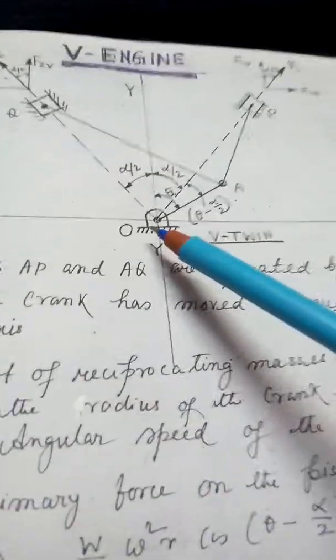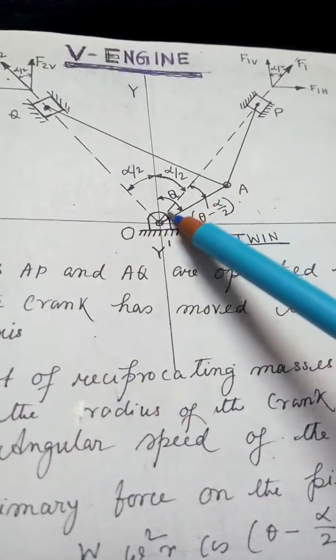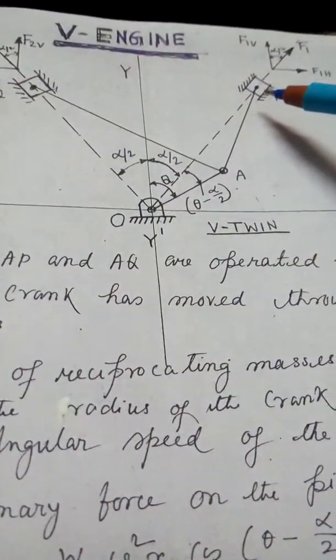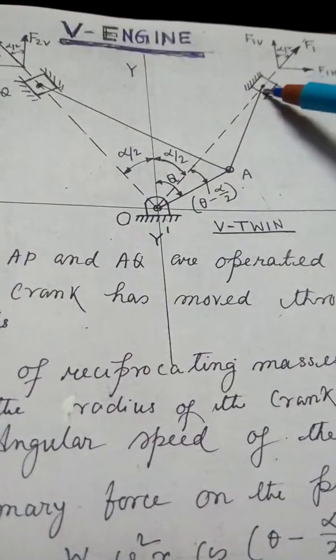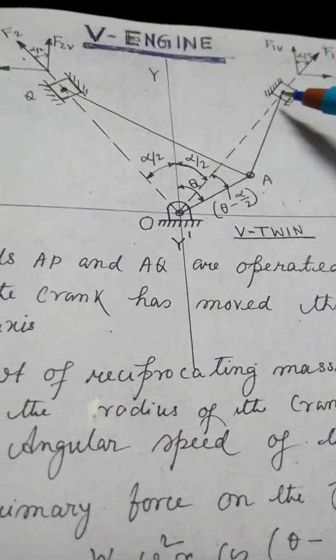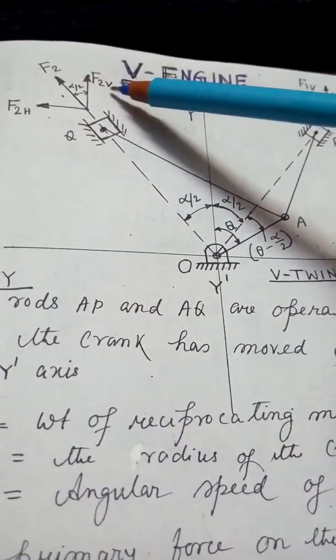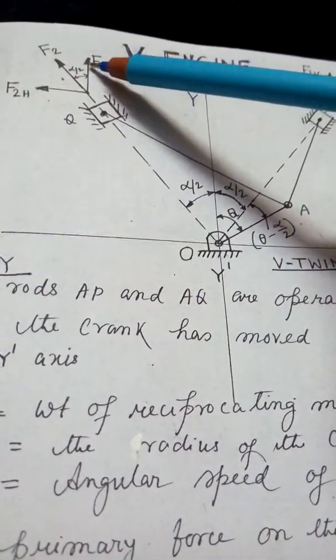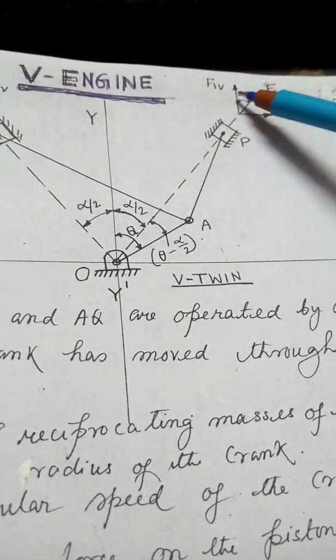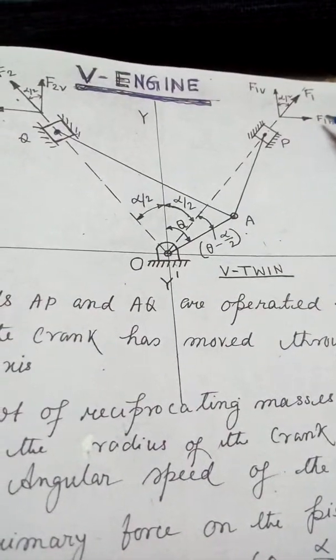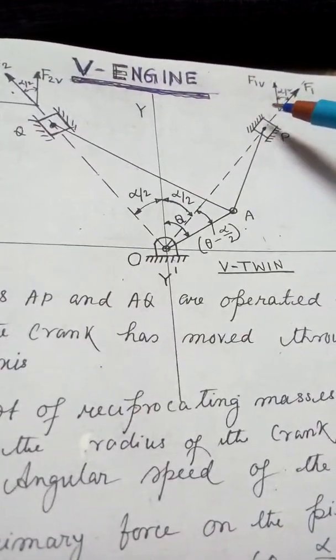Okay, and this is the crank. This is the connecting rod of cylinder Q, and this is the connecting rod for cylinder P. Similarly, this is the force F2, this is horizontal F2H, this is vertical F2V. See the direction: this horizontal is in this direction, this horizontal is in this direction, and these verticals are in the same direction.